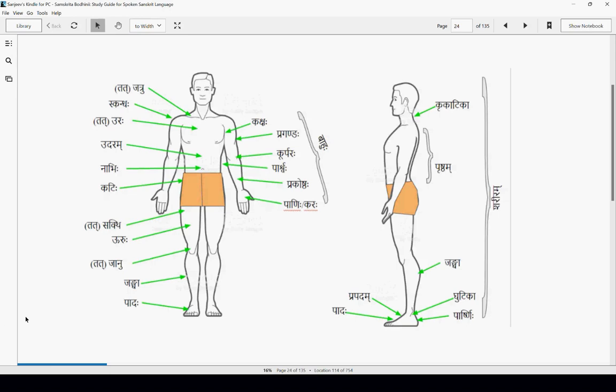Parshvaha. Side. Obliques. Prakoshtaha. That's forearm, below the elbow. Okay. Panihi. Karaha. That's straight. That's easy. Palm, right? Palm or hand.